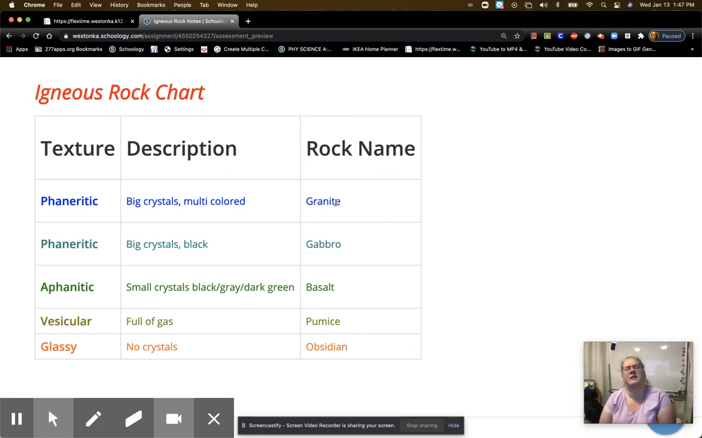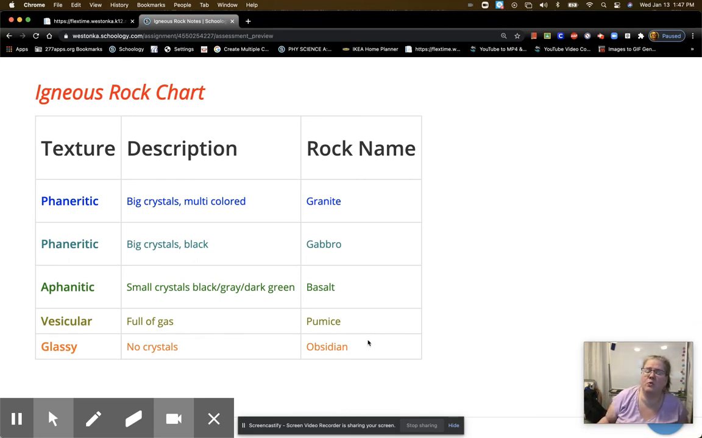All right, so now if we take all of those descriptions, we actually can take that texture and a description of the rock we're looking at and figure out its name. So if it's phaneritic, there's two different distinctions here. So remember, phaneritic is the big crystals. If it's multicolored, we call it granite. If it's black and big crystals, we call it gabbro. So phaneritic rocks can be defined into two categories for our purposes, granite and gabbro. Aphanitic, those small crystals, if it's black, gray, or dark green, we call it basalt. Vesicular, that is full of gas, the volcano with a gas problem, that's our pumice. And glassy, no crystals, instantaneous cooling, that's obsidian.